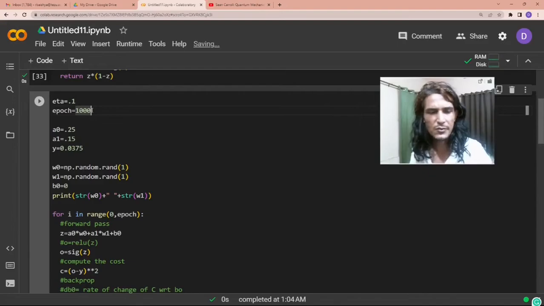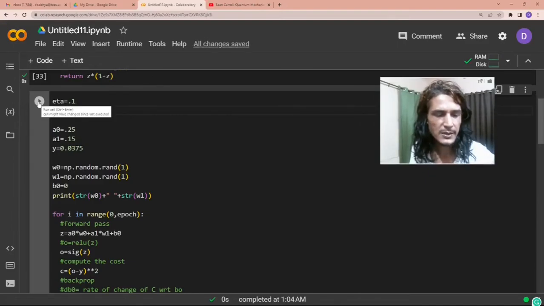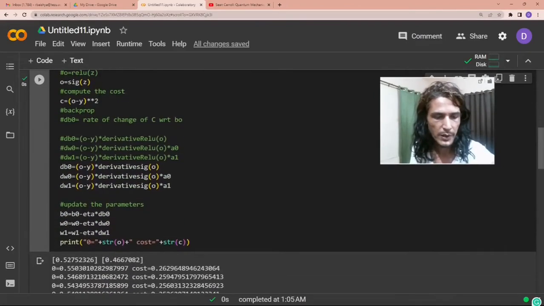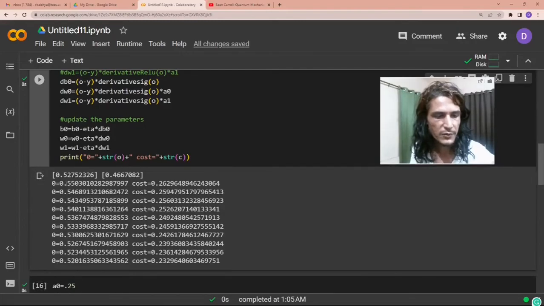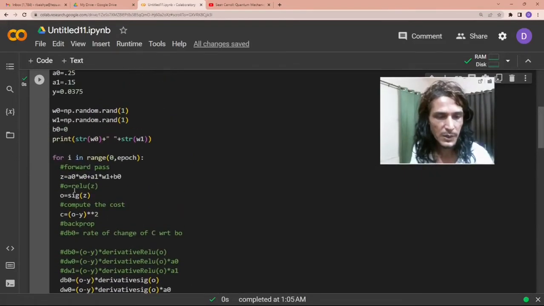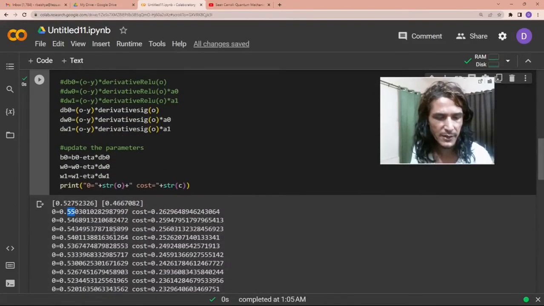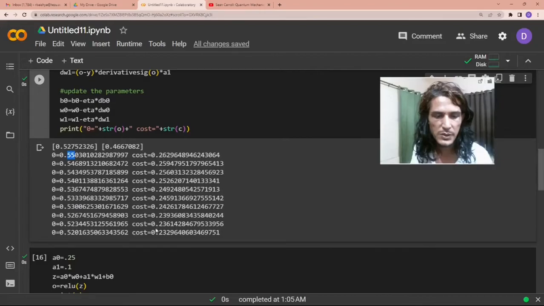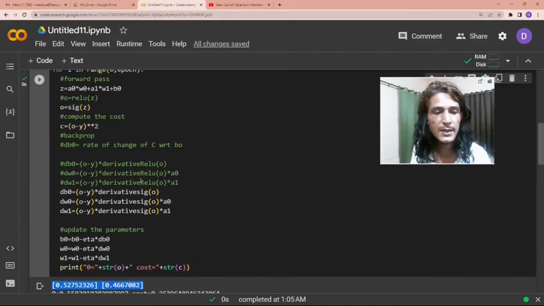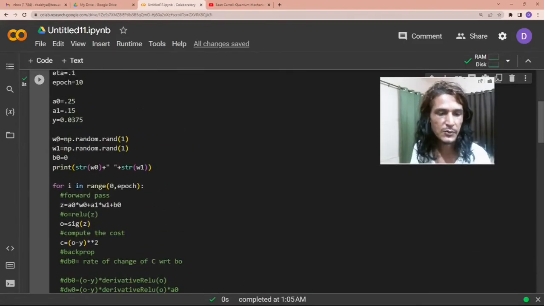First let's reduce the number of epochs, and let's see what happens if we run the code. It started with an initial output of 0.55. Now it is going to 0.52, but we want it to go to 0.0375. The cost was 0.26, and it is 0.23 now. The cost is reducing, the output is going closer to the desired output, and this pair of numbers shows the initial weights we assumed, W0 and W1.